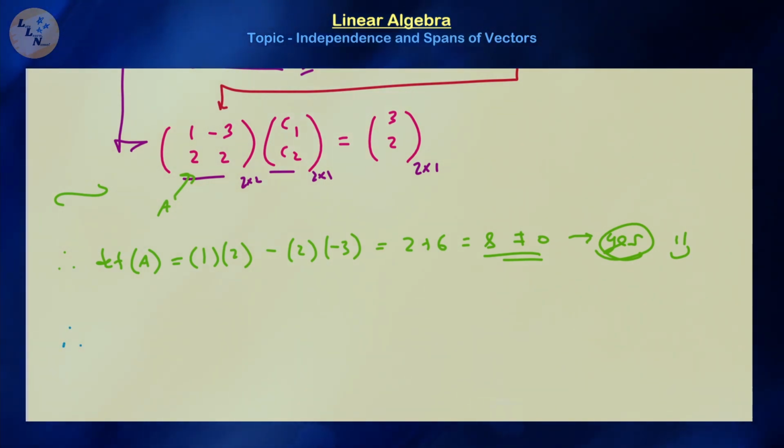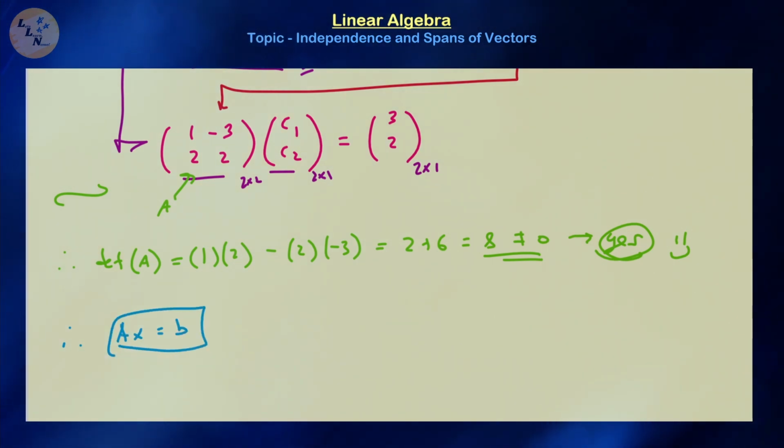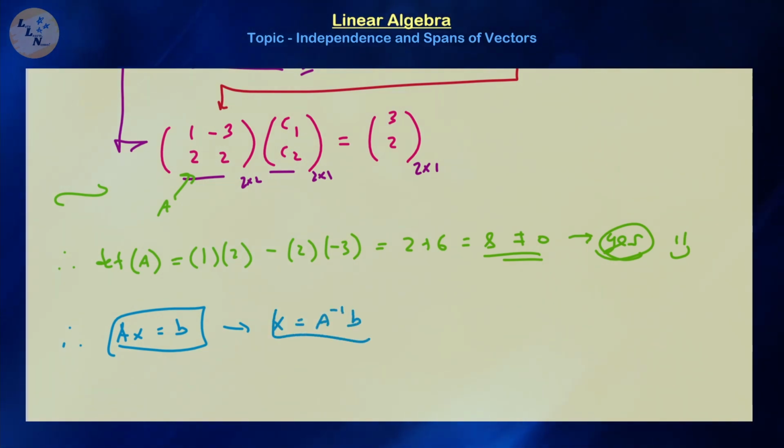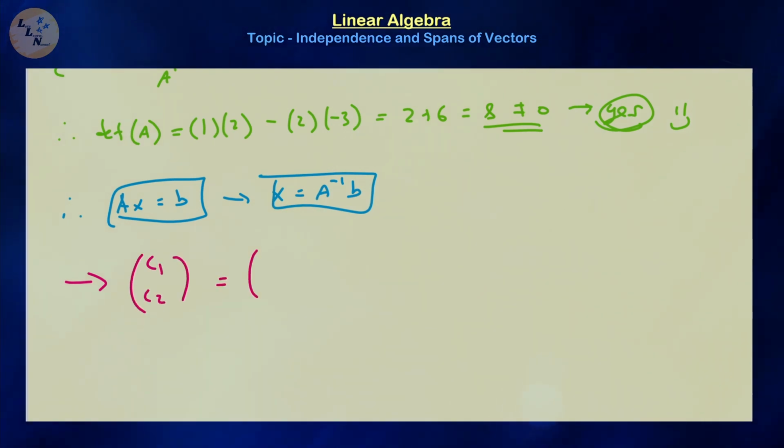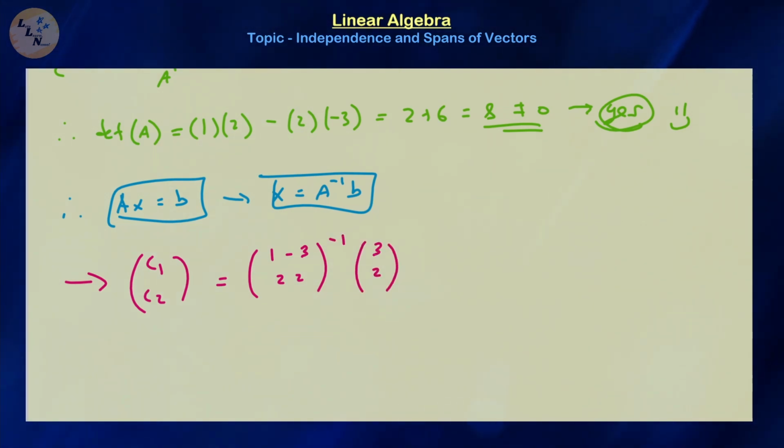So we know that we can multiply both sides of this particular equation by the inverse of A, so we can get the solution x is equal to the inverse of A times b. And we already know a fast way of finding the inverses of 2 by 2 matrices. So let's just write out what that actually looks like. That means that (c1, c2) is going to be equal to the inverse of the matrix [1, -3; 2, 2] times the vector (3, 2).